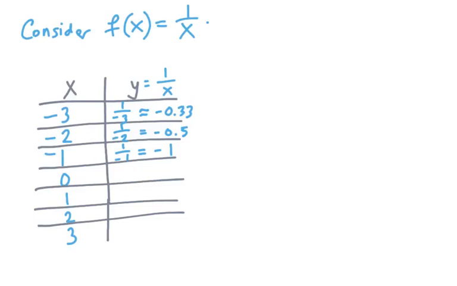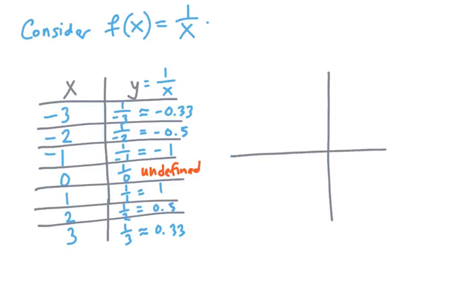Input 0 and we get 1 over 0, and oops, that's a problem, right? Division by 0 is undefined. So we're running into the problem that can happen with rationals. Input 1, 1 over 1 is 1. Input 2, 1 over 2 is 0.5. Input 3, 1 over 3, again, we could think of that as roughly 0.33. I'm just going to plot those 7 different values, or at least try to, and then we'll notice something about the graph.